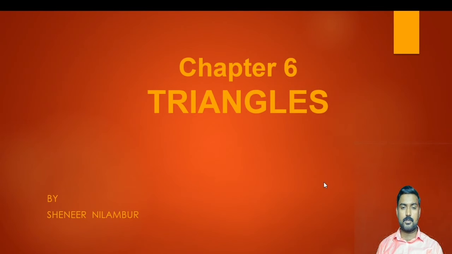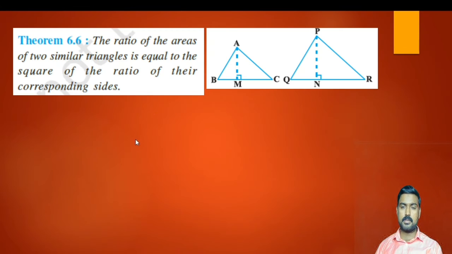Hi friends, today we are going to continue our lesson on triangles. We know that five theorems are very important from this chapter, along with their proofs, and the three similarity criteria that we already discussed. Now we are going to discuss the next theorem. This theorem is related to areas of similar triangles.